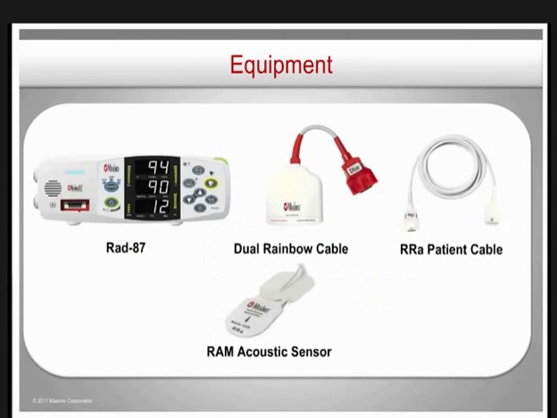The equipment needed for Rainbow Acoustic Monitoring includes the RAD-87 pulse co-oximeter, a dual rainbow cable, acoustic respiration sensor, and acoustic respiration patient cable. The Rainbow Acoustic Monitoring sensor and cables are indicated for continuous, non-invasive monitoring of respiratory rate, or RRa, for adult patients in hospitals, hospital-type facilities, mobile and home environments. SpO2 monitoring is required when monitoring RRa, or acoustic respiration.